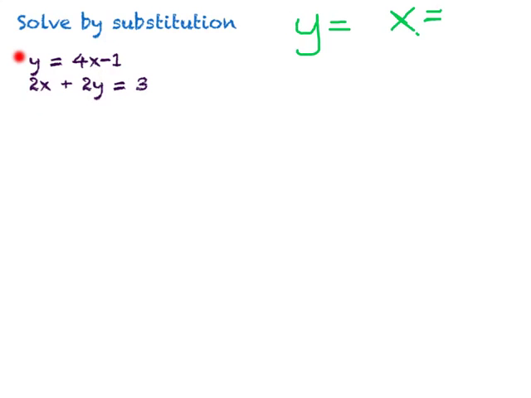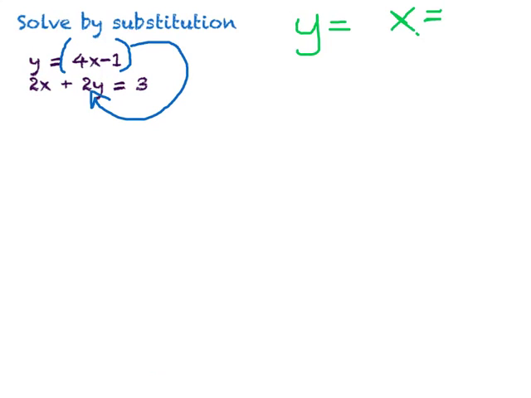Well, if I look, I can see that this first one right here starts off as y equals 4x minus 1. The second one starts off as 2x plus 2y equals 3. So that's not going to work. So we're going to take the first one, and we're going to say y equals 4x minus 1. So this 4x minus 1 right here becomes what we're substituting in. So we're going to substitute 4x minus 1 in for y in the other equation. And we're going to solve it.